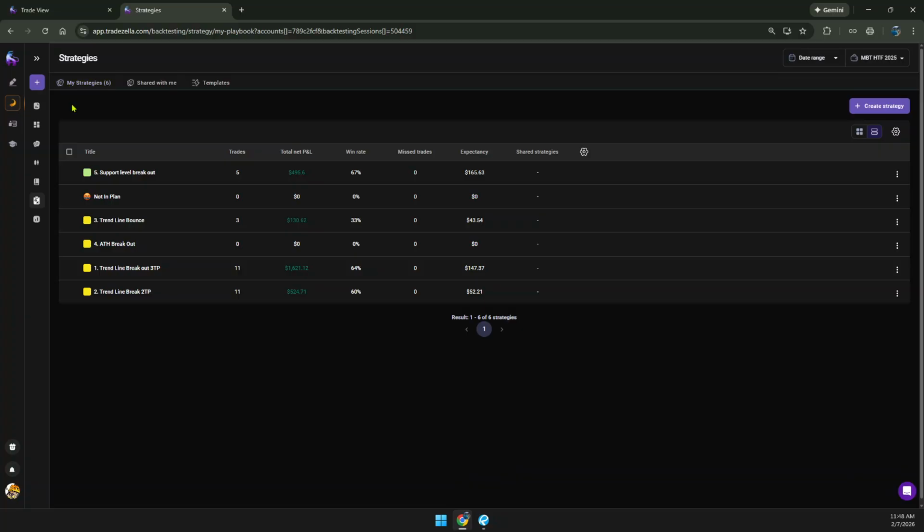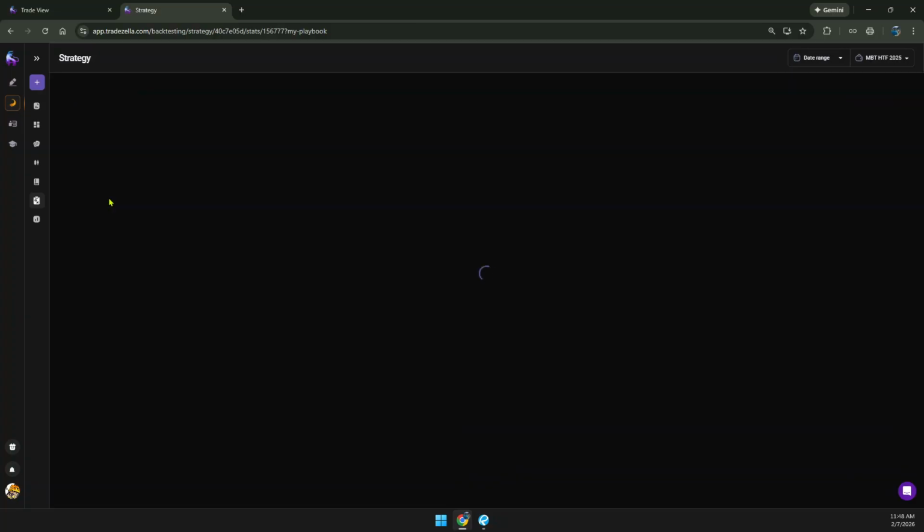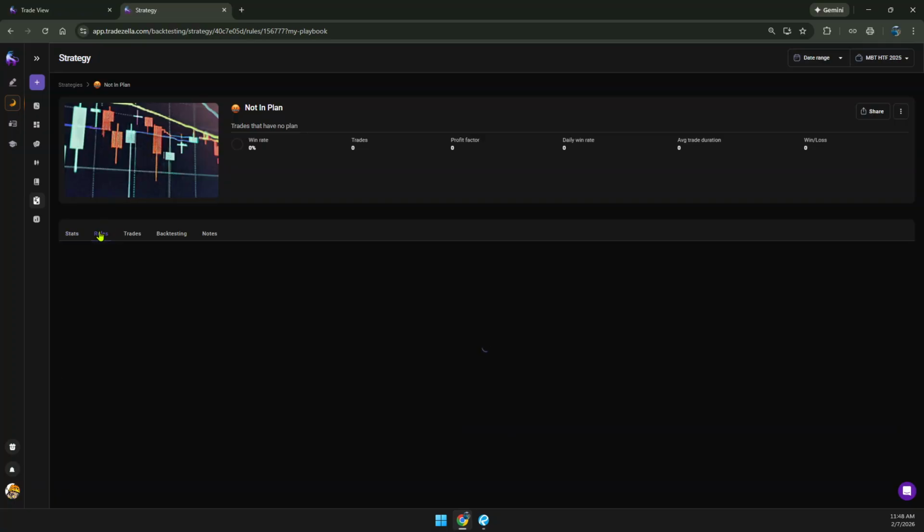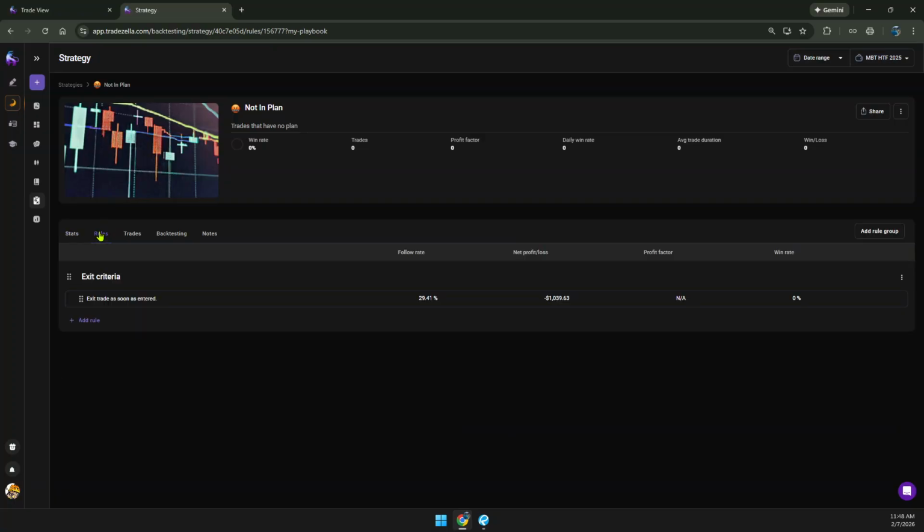They're pretty simple. Of course, you got to know what "not in plan" is. It's got one rule: exit trade as soon as entered. If I can recognize that I entered a trade that's not per my rule books, I need to exit it. Get out. Don't care what happens.